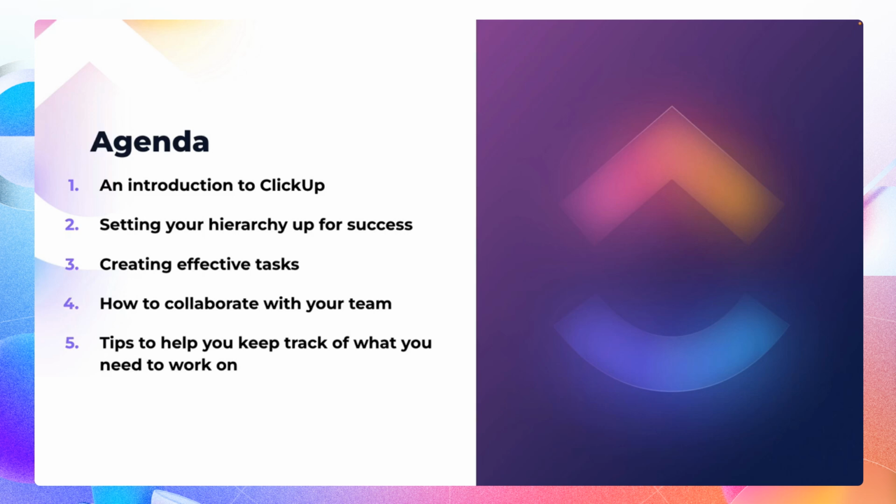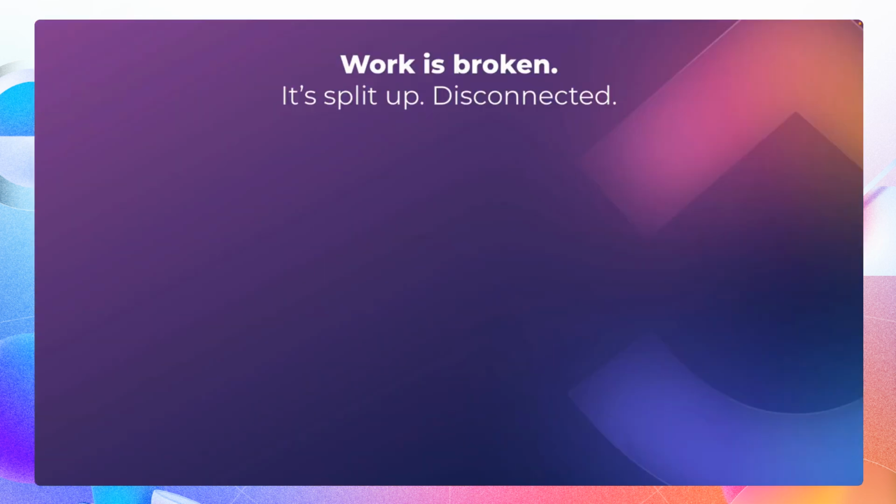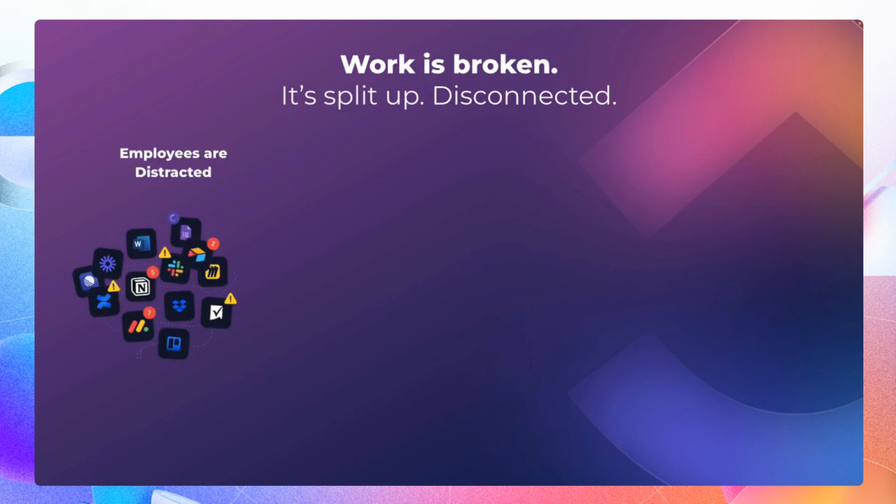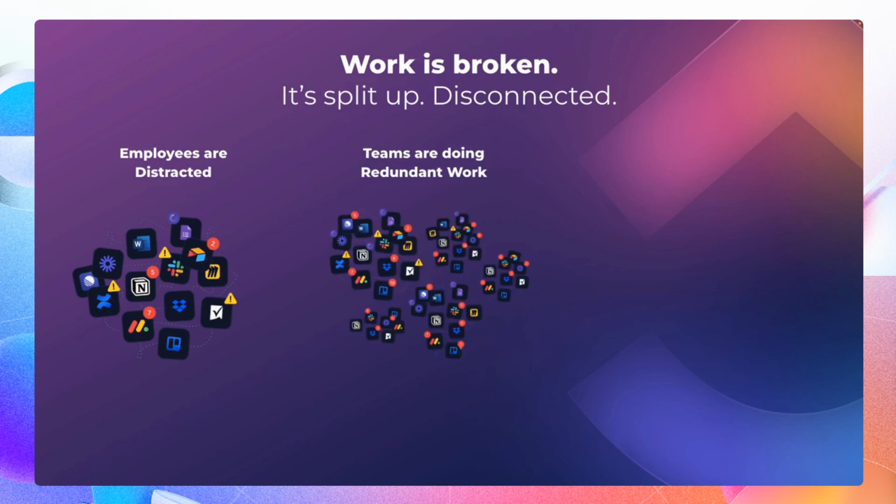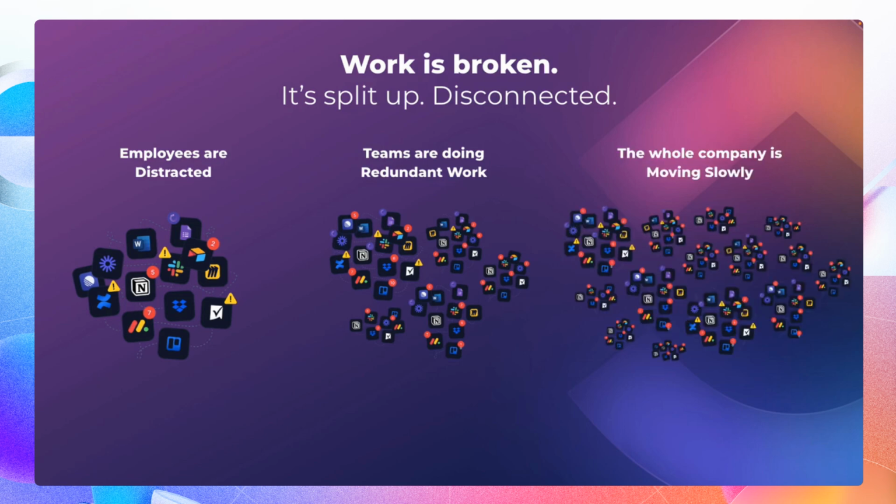I wanted to start today by talking a little bit about what ClickUp is. Work today is broken. We're more connected than ever, but that comes with a price. Teams are now juggling dozens of tools, chasing updates across endless email threads, and trying to untangle scattered conversations. And even when we have the right tools, they're often disconnected. This forces us to switch context, duplicate efforts, and ultimately lose focus, which leads to the entire company moving more slowly than we really should. We often refer to this as the toggle tax.